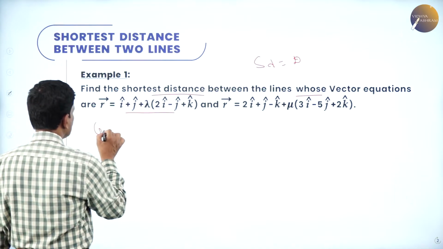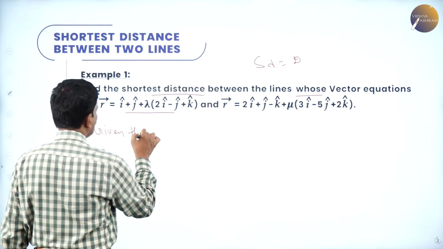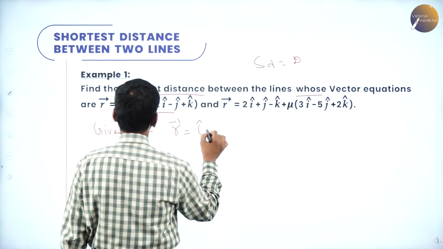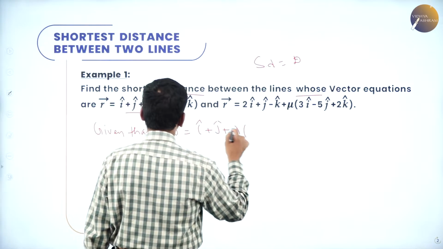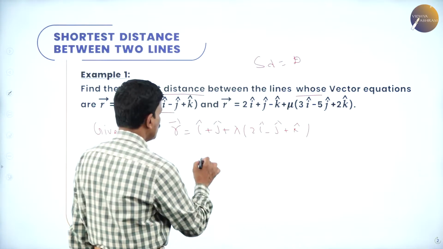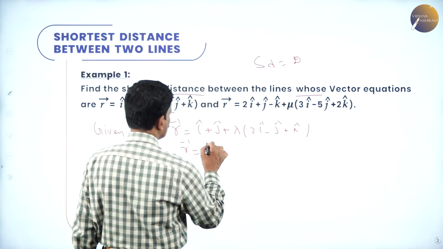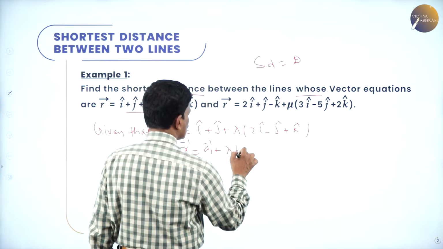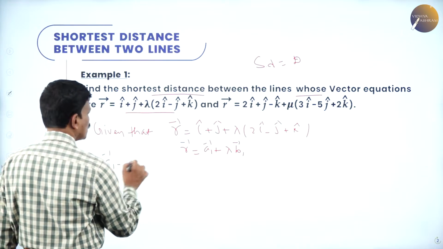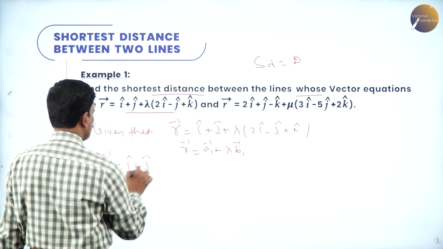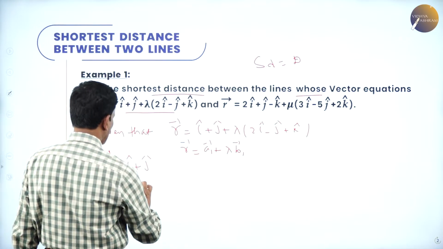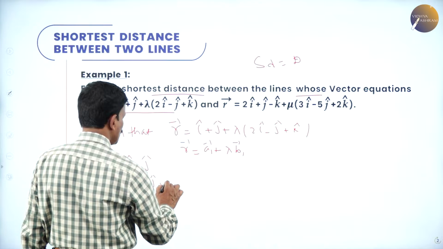What are the given equations? The first equation is vector r is equal to i plus j plus lambda into (2i minus j plus k). Let us compare this with vector r is equal to vector a1 plus lambda into b1. What is a1? Therefore vector a1 is equal to i plus j, and vector b1 is equal to 2i minus j plus k.